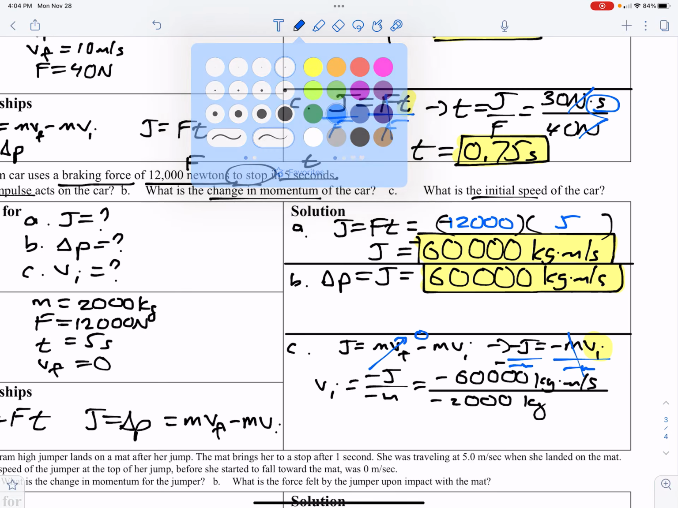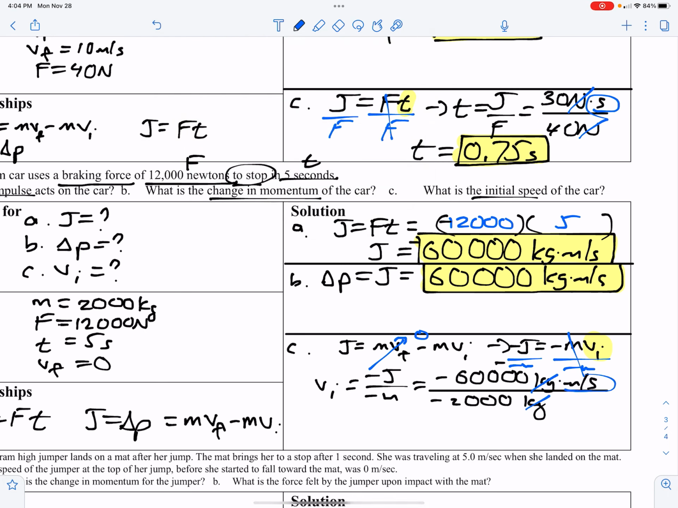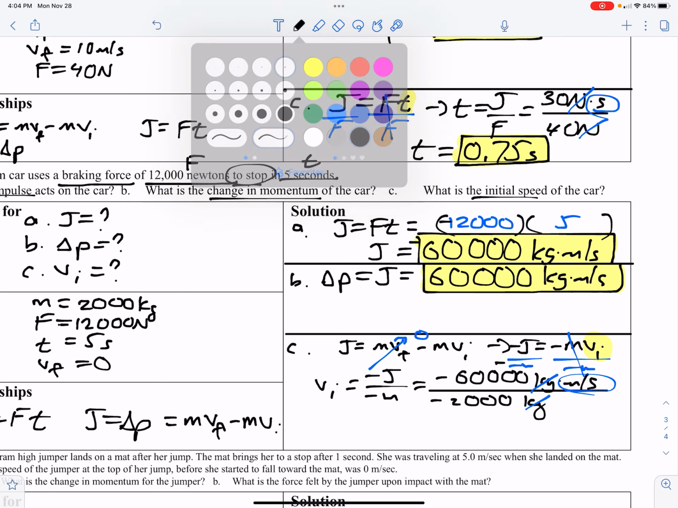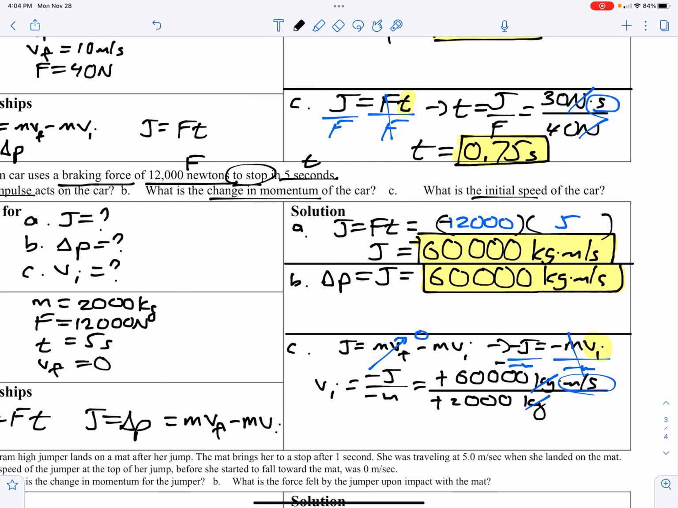You guys can see that the kilogram part of the unit cancels, giving you the appropriate unit of velocity, which is meters per second. The negatives also cancel. And 60,000 divided by 2,000 would be 30 meters per second.